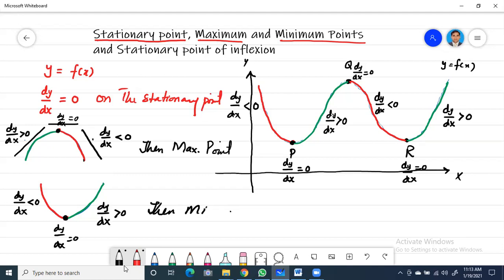minimum point. As you can see here in this graph, the point is minimum point. If gradient, mean this first derivative, is turning from positive to 0 and then negative, then the turning point is maximum point. And if gradient is turning from negative to 0 and then positive, then the turning point is minimum point.